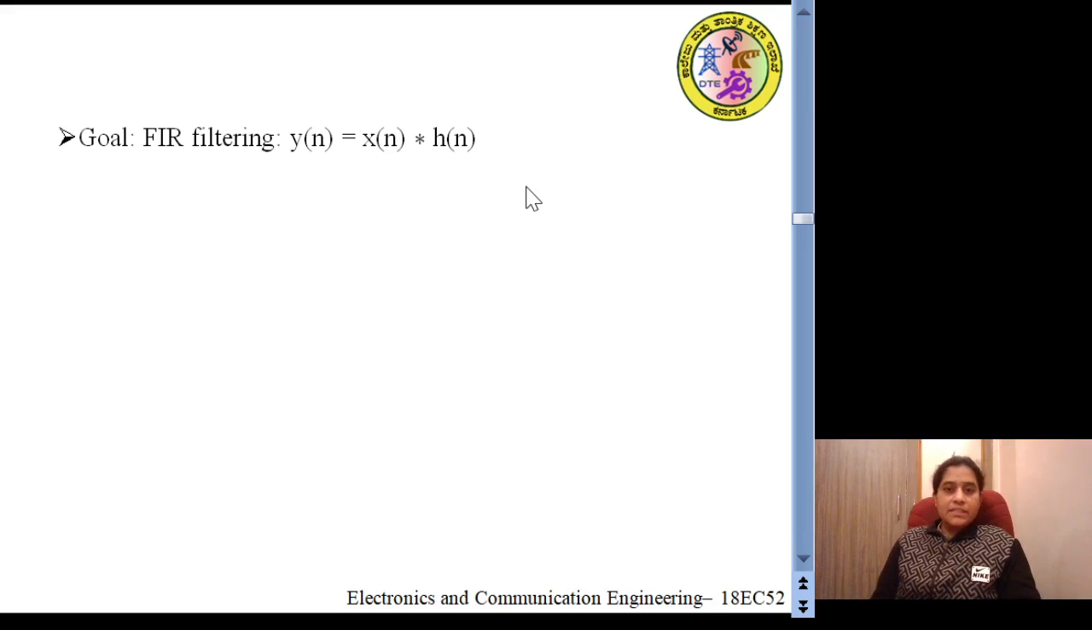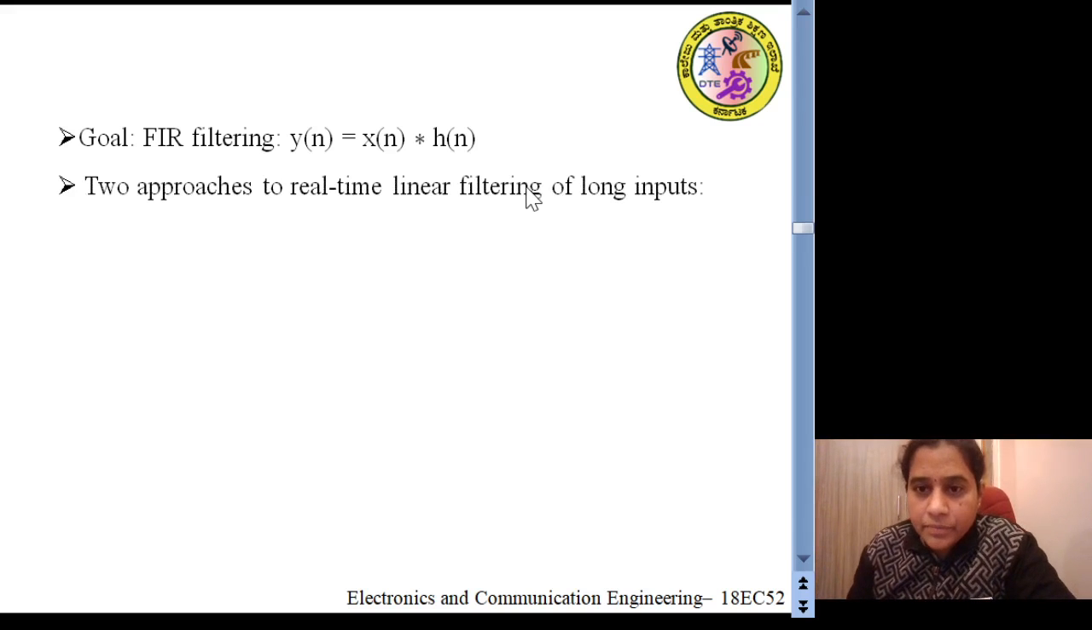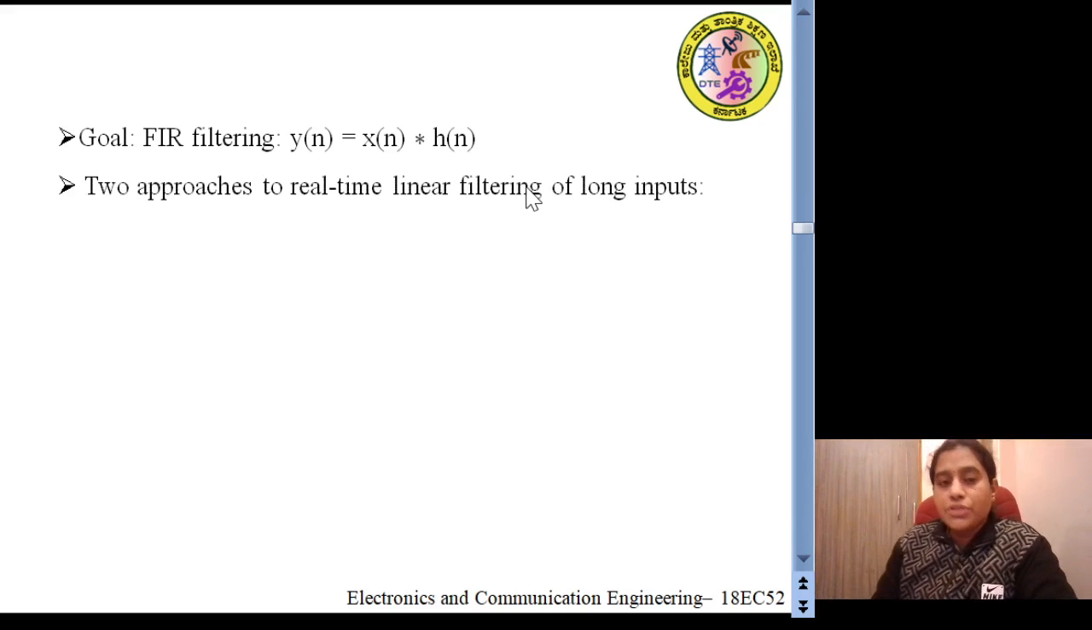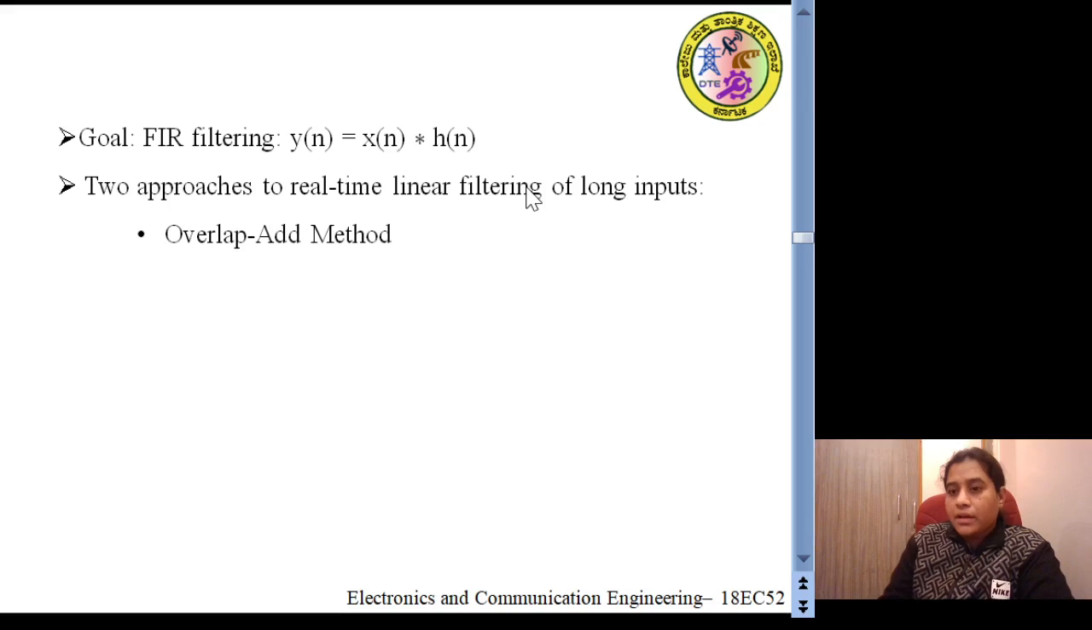So now the goal of this method is linear filtering or FIR filtering. Our system is nothing but an FIR filter. The output of that FIR filter is the linear filtered output y of n, which is the convolution result of x of n with h of n. There are two approaches for the real-time linear filtering of long data inputs.